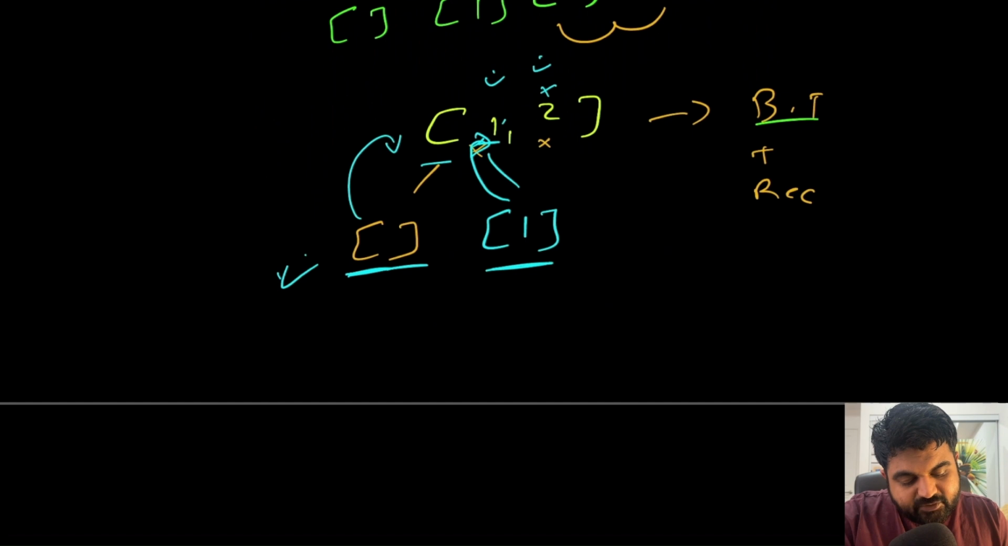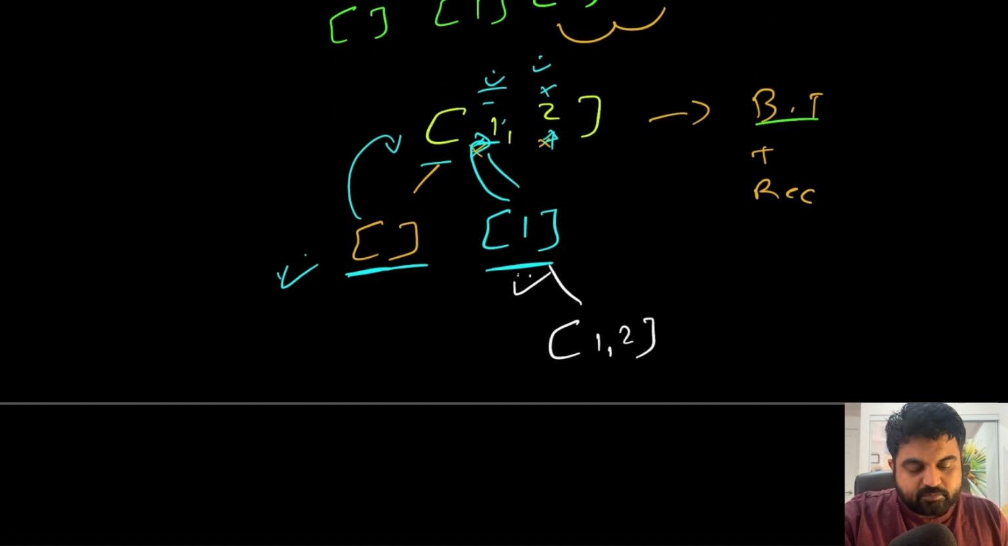So we already exhausted all the possibilities of selecting 1 and not selecting 1. But we haven't exhausted all the possibilities of selecting 2 and not selecting 2 along with this 1. Along with this 1, we have the possibility that we select 2 or not select 2. Not selecting 2, we already calculated. But now we are calculating one more possibility where we are selecting 2. So we have values like 1 and 2. After doing this, we can backtrack.